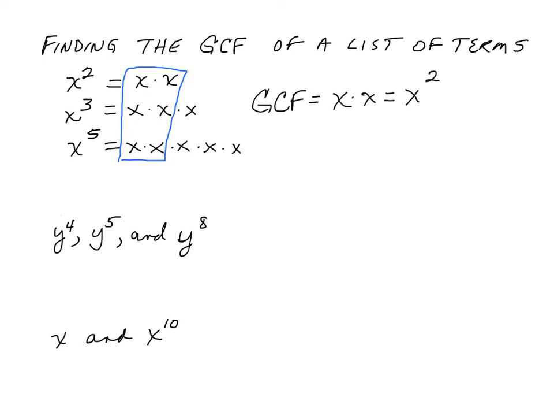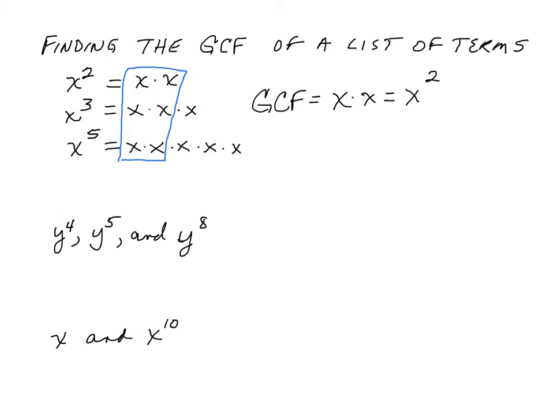Look at x squared, x to the third, and x to the fifth, and look at the one that has the smallest exponent. So when you're looking at terms like this, variable terms with exponents, the GCF is going to be the one that has the smallest exponent. Okay, you don't have to go through this whole illustration that I went through.